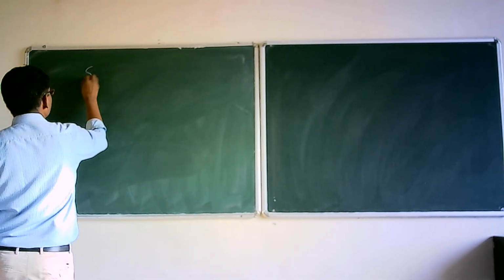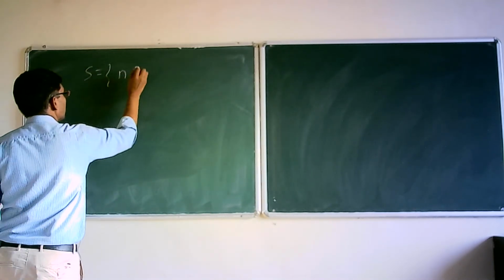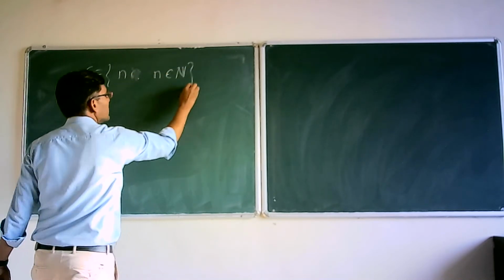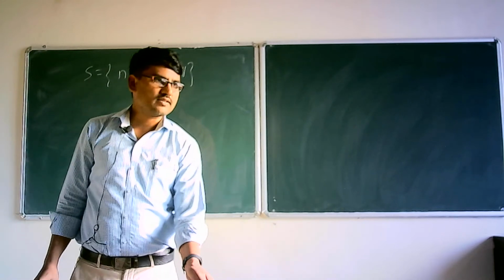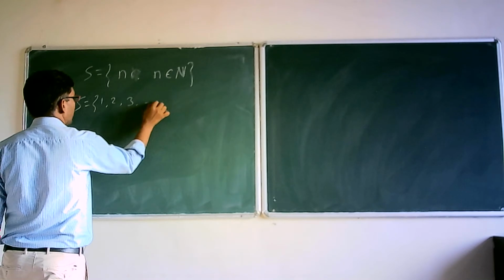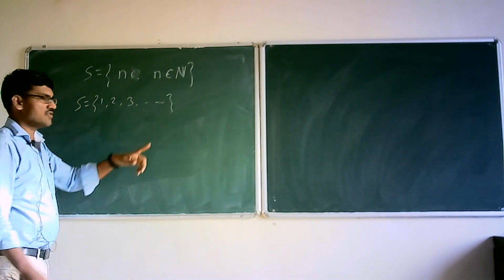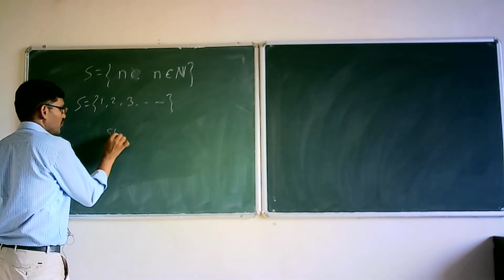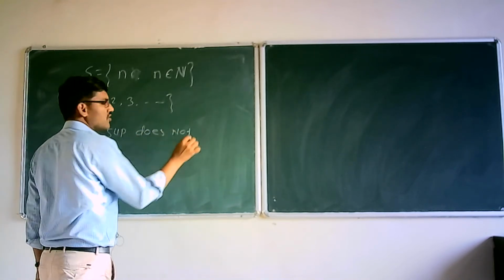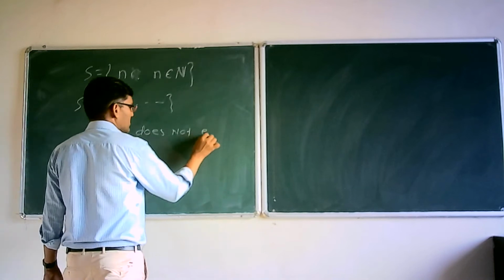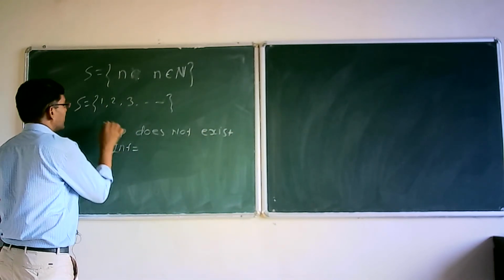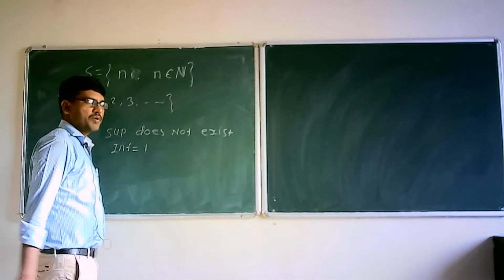S is equal to n, where n belongs to N, the set of natural numbers. Then you can observe that this set contains numbers 1, 2, 3 up to infinity. So this set has no supremum. Supremum does not exist because this set has no upper bound. And what is the infimum? All these numbers are greater than or equal to 1. So infimum is 1.